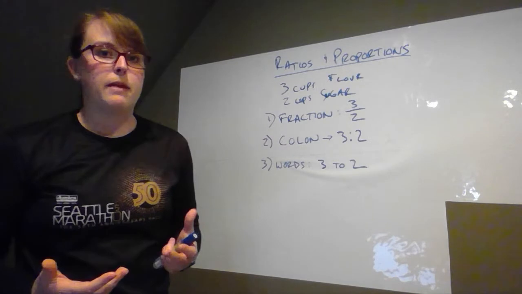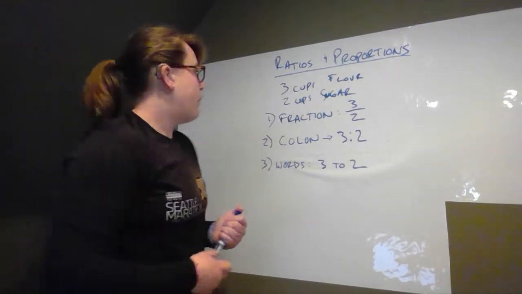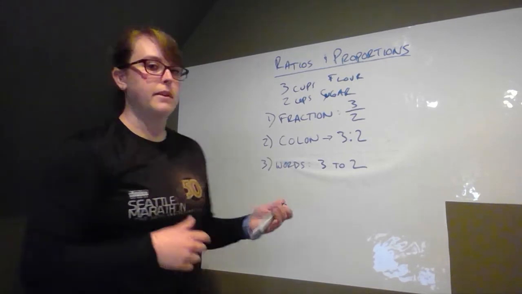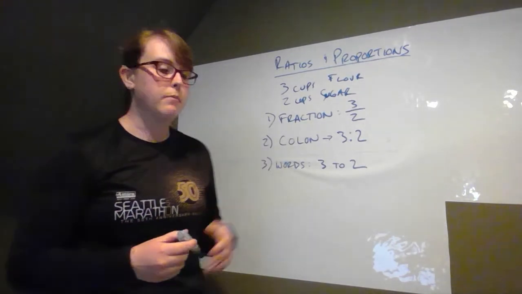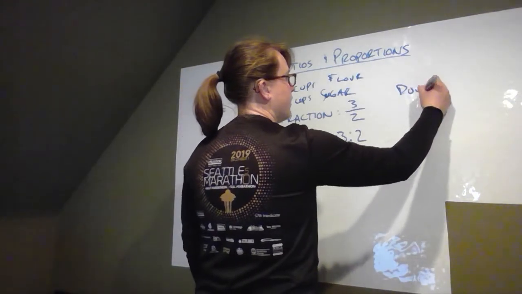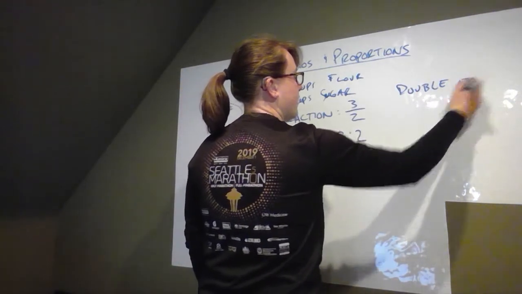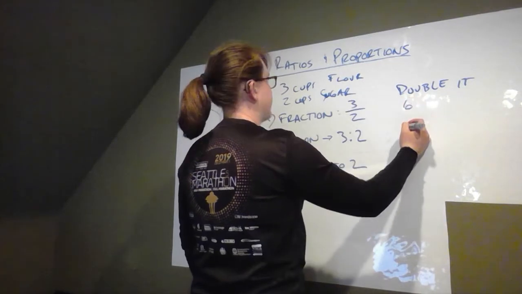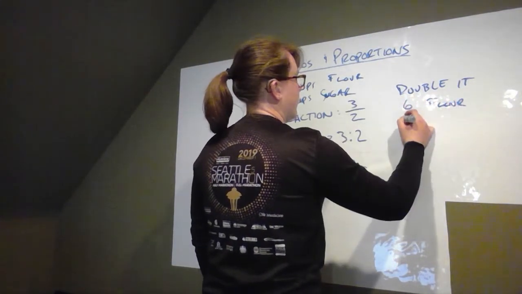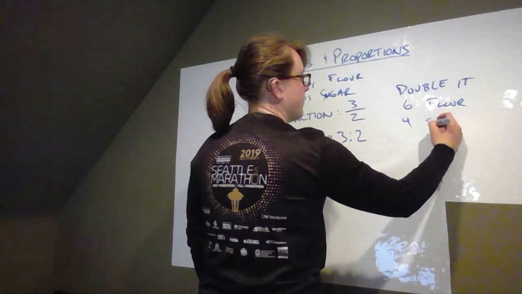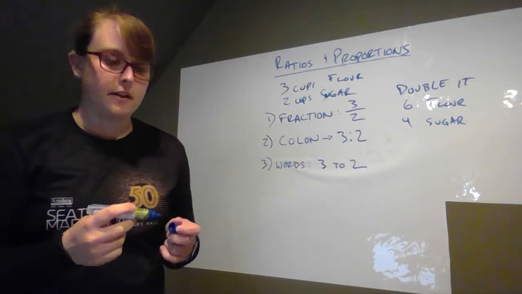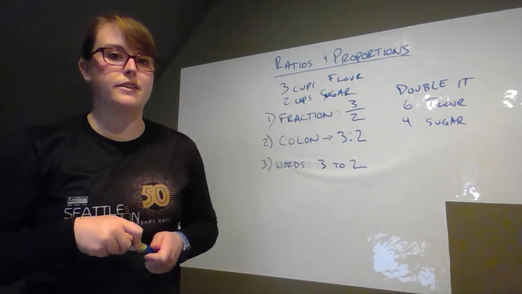So now we want to actually be able to use these. So if I wanted to double the recipe, this is going to be a simpler application of a ratio. If I want to double the recipe, then I would need 6 cups of flour and 4 cups of sugar. So that's an easy way that we can see ratios and proportions in action.